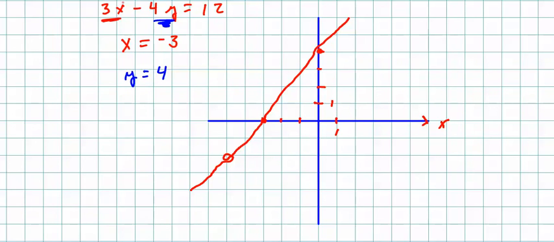If x is 0, divide by negative 4, and y equals negative 3. If y is 0, we divide by 3, and x equals 4. And we just go on the x-axis to negative 3, y-axis to 4, and we're done. Honestly, absolutely no work to show.